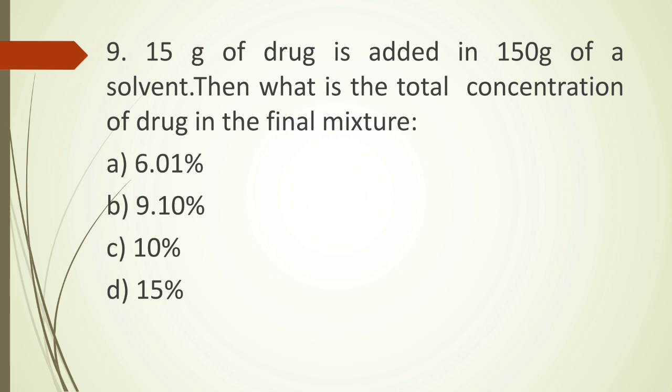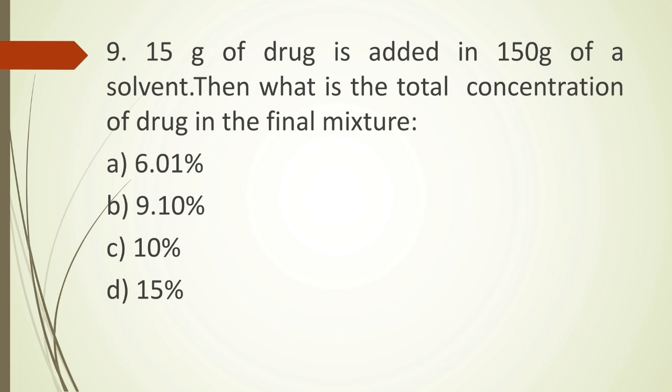And now the 9th question: 15 gram of drug is added to 150 gram of a solvent. Then what is the total concentration of drug in the final mixture? Option A 6.01%, option B 9.10%, option C 10% and option D 15%.